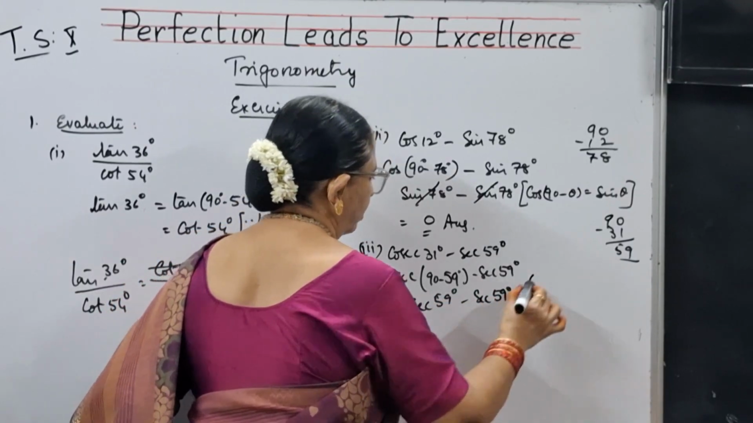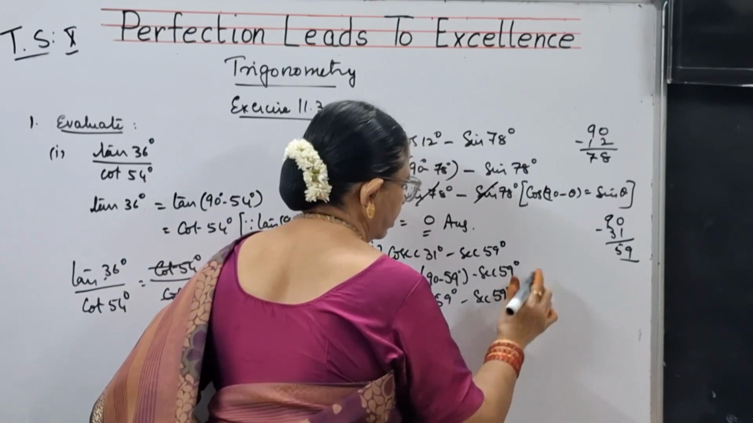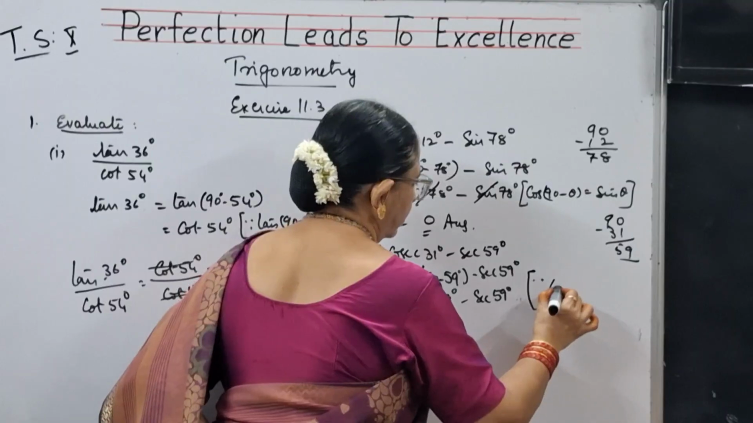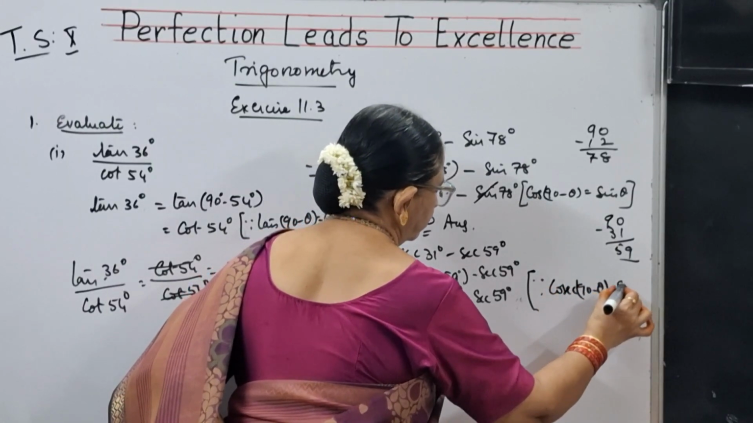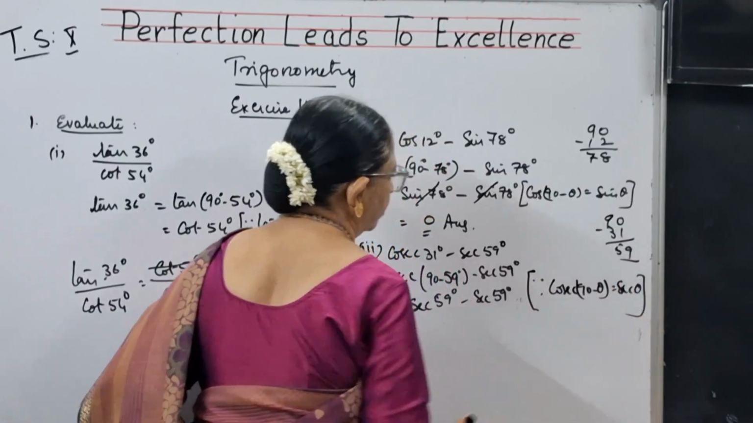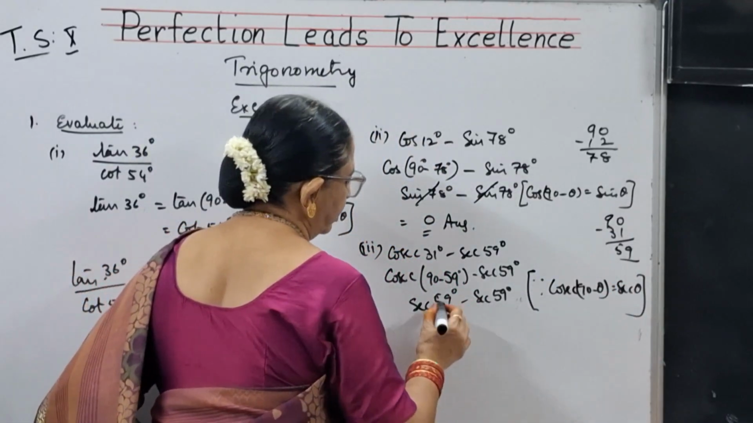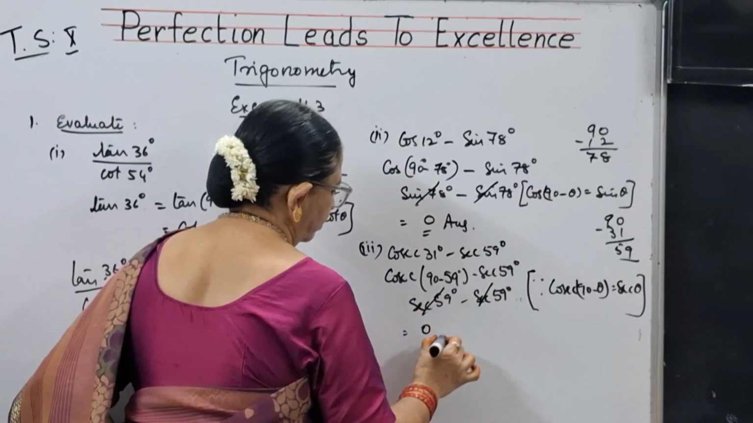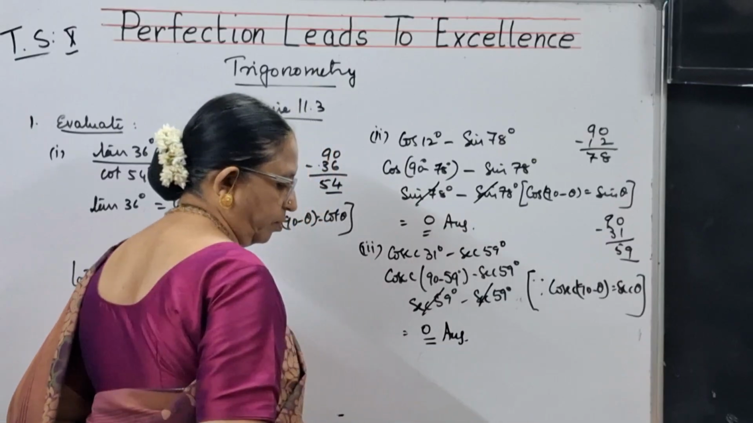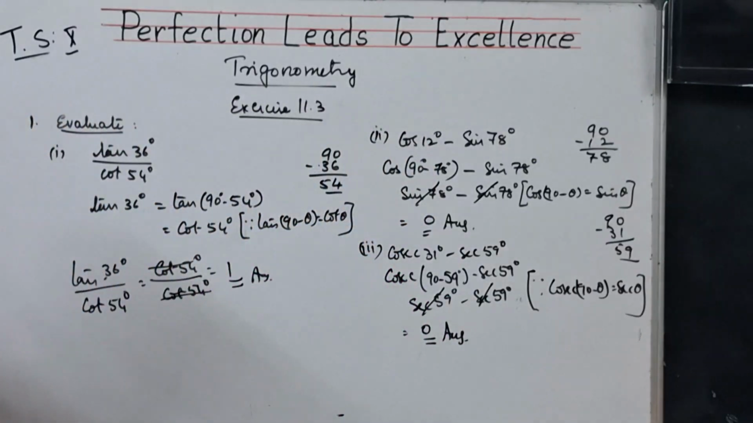So what will you write? Because cosecant 90 minus theta is equal to secant theta. So basing on this formula, you have made it secant 59 degrees minus secant 59 degrees. These two will get cancelled. 0 is the answer. So note down these 3 bits, children. 2 more bits are there. I'll be doing. First, second, third of this problem I have done.